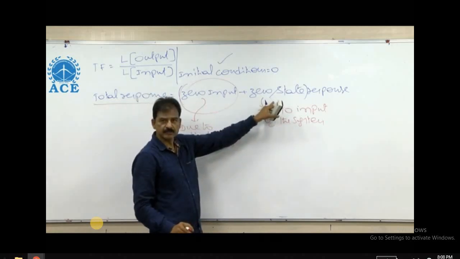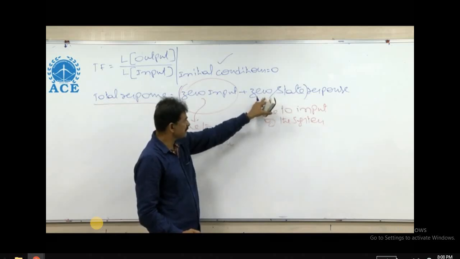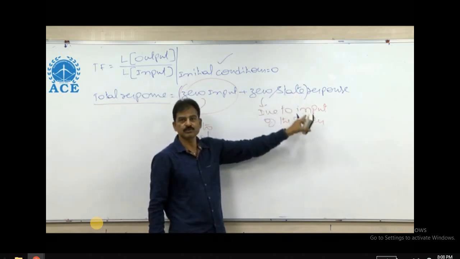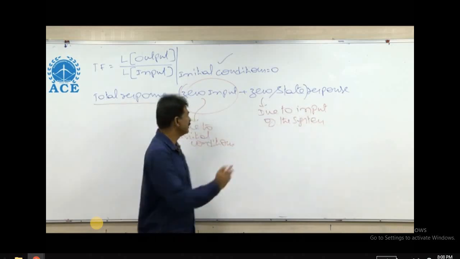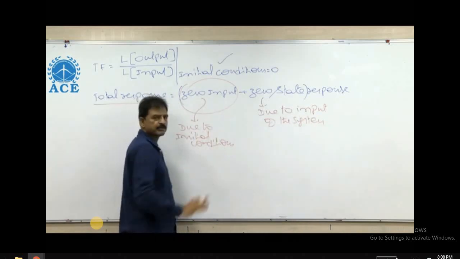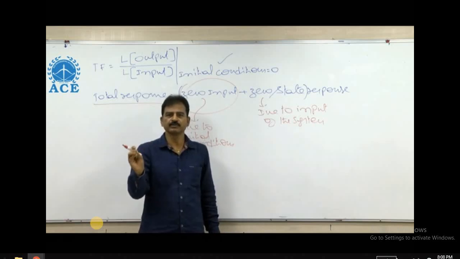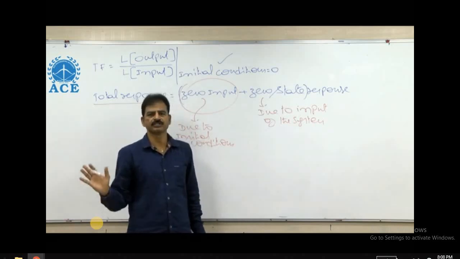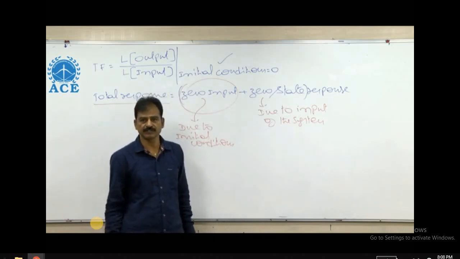Zero state response means initial conditions are zero. Therefore transfer function gives only a zero state response due to applied input. Hence the zero input response can't be obtained using the transfer function based approach. That is a drawback of the transfer function.